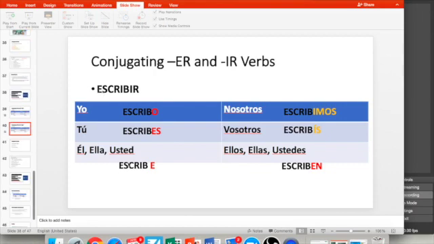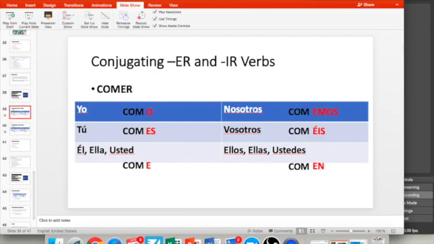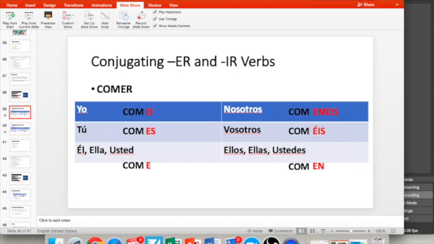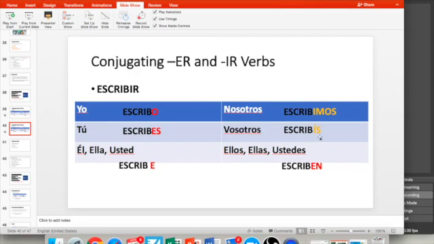So you may notice as you compare these with your ER verb endings, they are exactly the same as your ER verbs, except for this nosotros and vosotros. Instead of emos, which is our ER verb ending, we have imos, which is our IR verb ending. Instead of éis, which is our ER verb ending, we have ís for our IR verb ending. All the others are the same, o, es, e, and en.